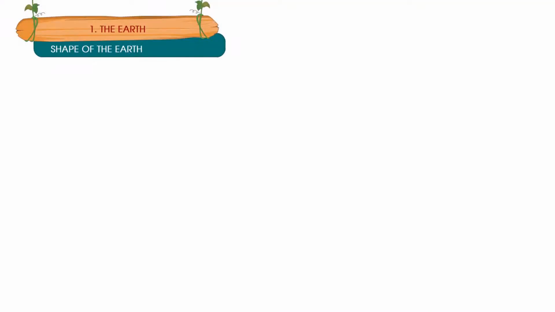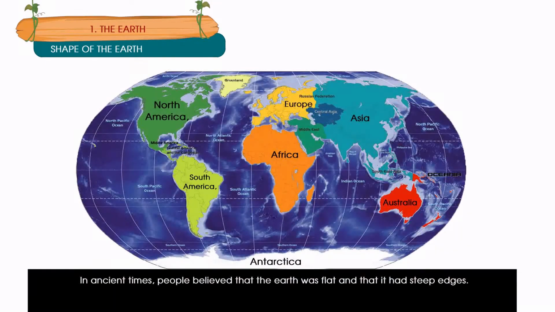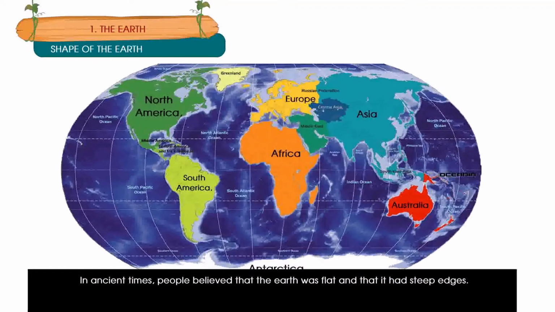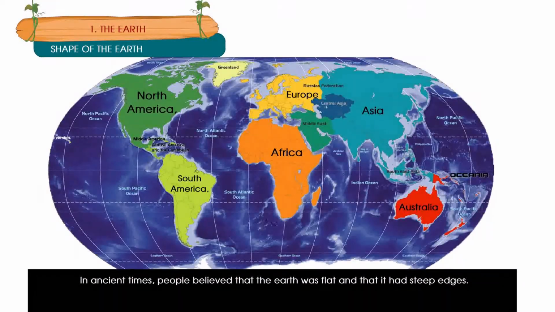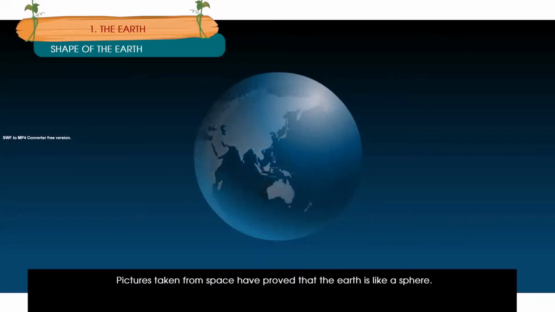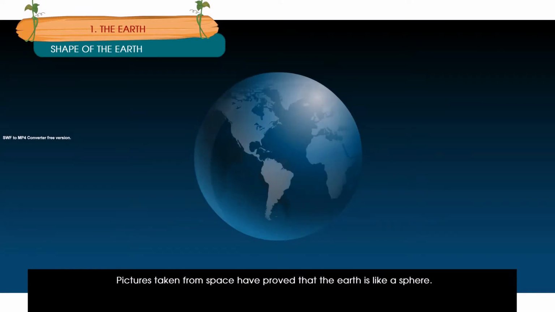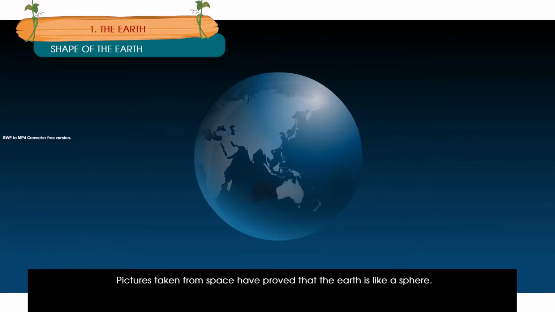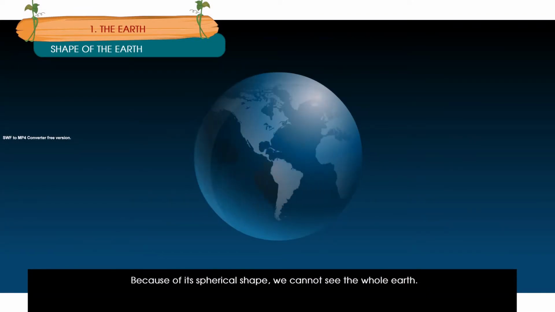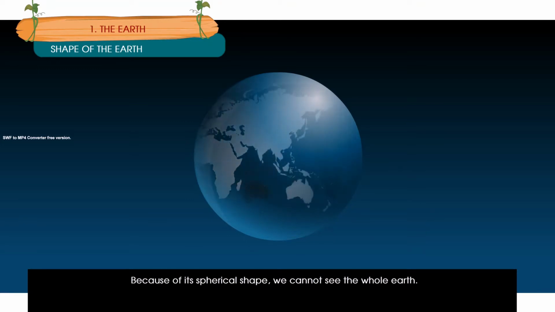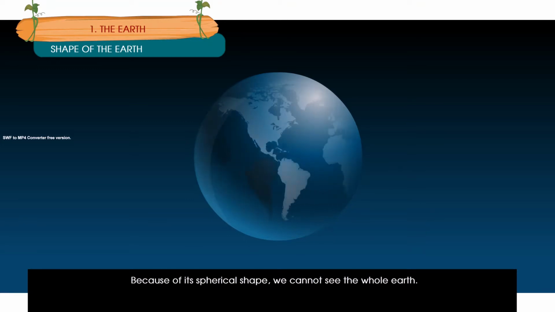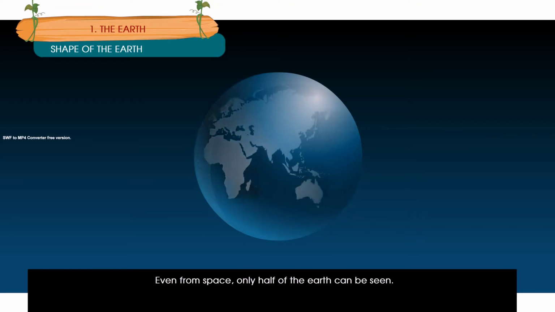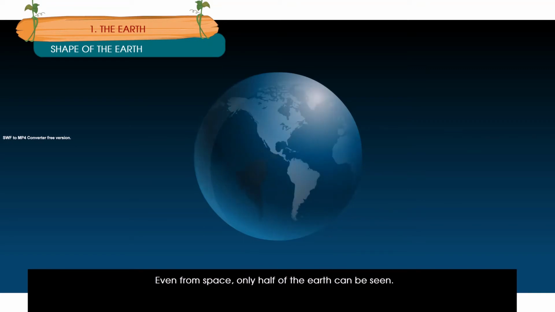Shape of the Earth. In ancient times, people believed that the Earth was flat and that it had steep edges. Pictures taken from space have proved that the Earth is like a sphere. Because of its spherical shape, we cannot see the whole Earth. Even from space, only half of the Earth can be seen.